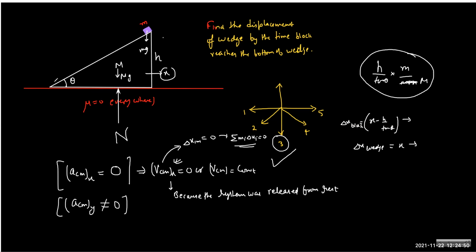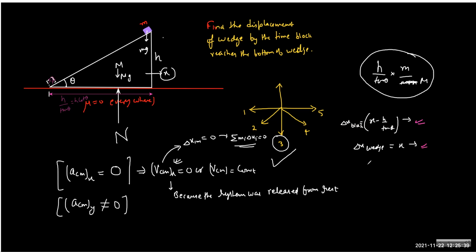So when the block reaches the bottom, what is the horizontal displacement of the block? That is quite obvious from the geometry. We want a horizontal value, so this is h by tan theta, that is h cot theta. By the time the block is here, the wedge has gone right by x. So what is the net displacement of the block towards the right? It is x minus h cot theta. This is what we write. Is this clear to all of you? Yes.